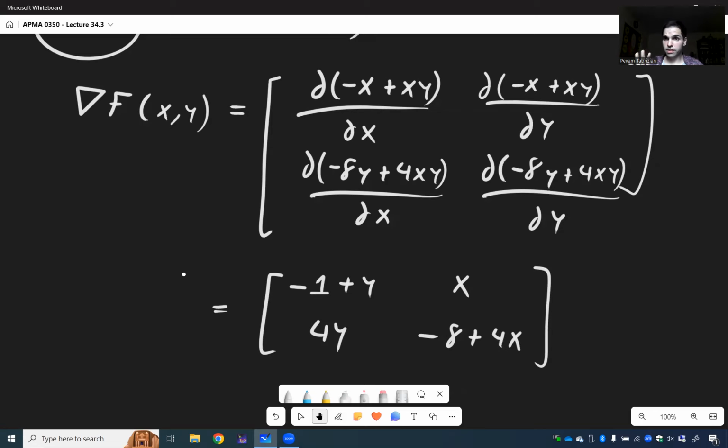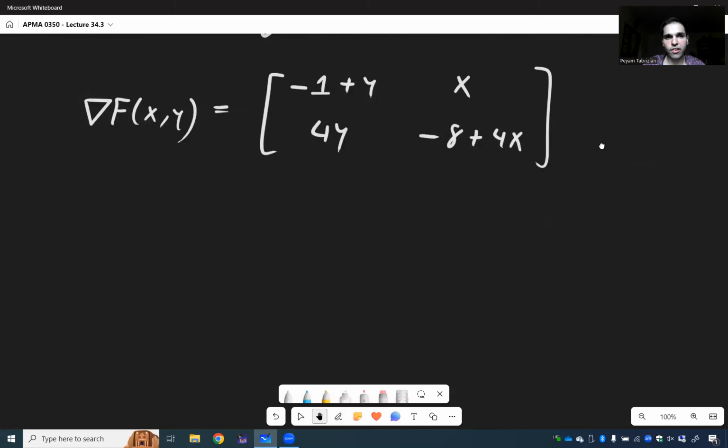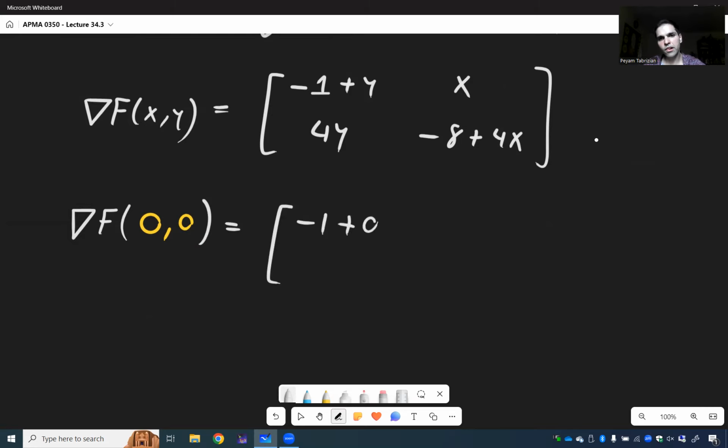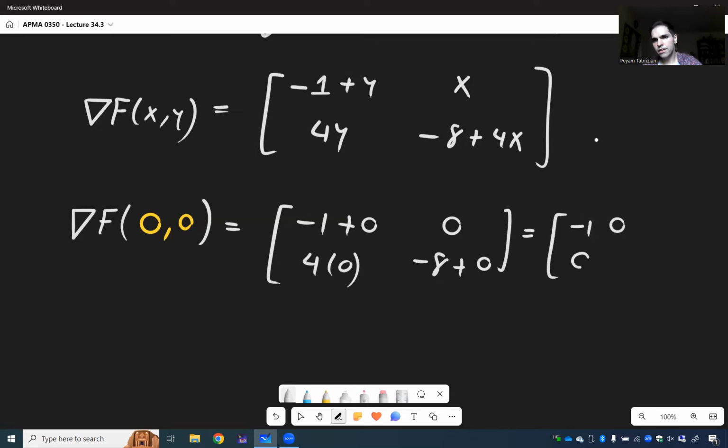But much easier now. So this is already simplified, but we can actually simplify this further because we need to plug it in at the equilibrium point. So now let's do the gradient of f at (0, 0). That becomes minus 1 plus 0, 0, 4 times 0, minus 8 plus 0, which becomes minus 1, 0, 0, minus 8. Notice this becomes a constant matrix that doesn't depend on x and y anymore.